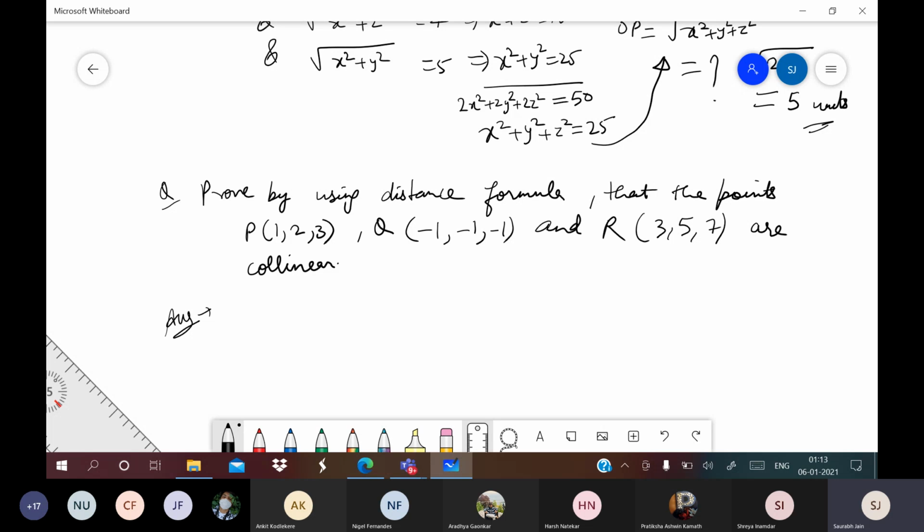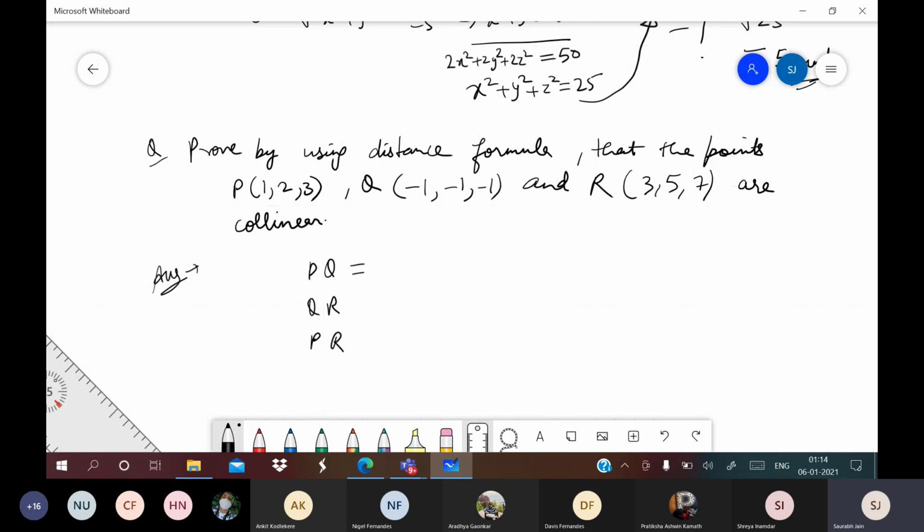You might have solved this type of question in class 10. Just the Z coordinate is there, no? Rest everything is same. So how can we prove that the 3 points are collinear using distance formula? So the addition of two sides will be equal to the biggest length. Yeah, correct. So first of all, you find these distances: PQ, QR, and PR. You find the distance between 2 points taken in pairs.